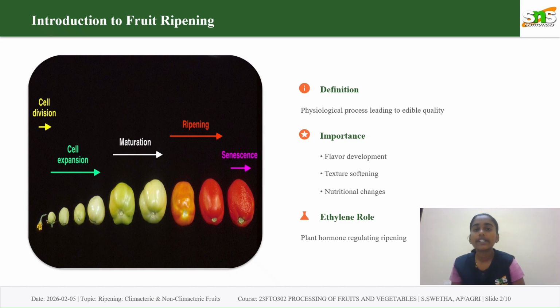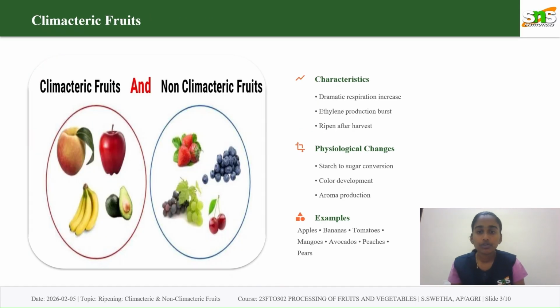As we all know, ethylene is called a ripening gas, and it is generally produced from fruits and vegetables during their ripening stage. It is a plant hormone that regulates ripening in all fruits. Climatic fruits are fruits we can consume during some particular climate, like mango, strawberry, etc. Non-climatic fruits are generally available throughout the year.